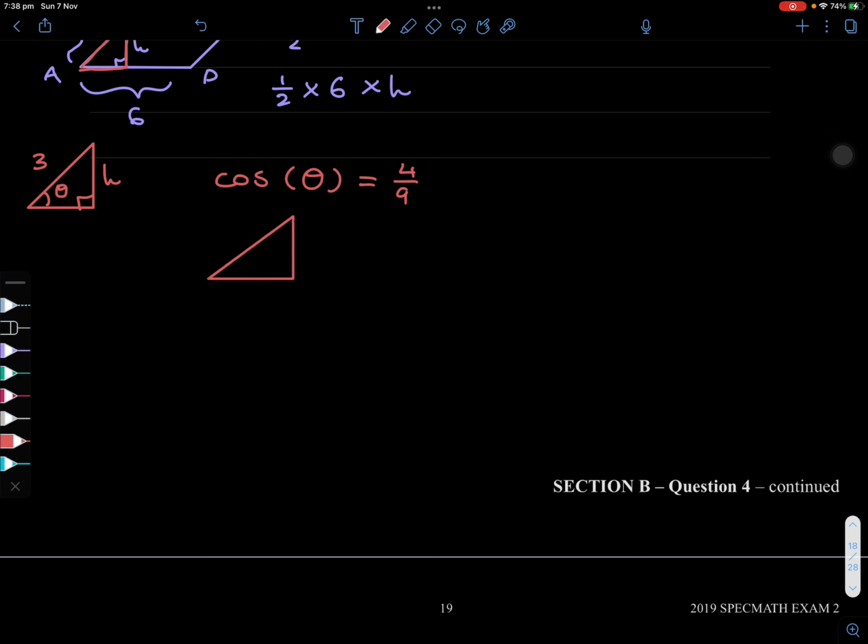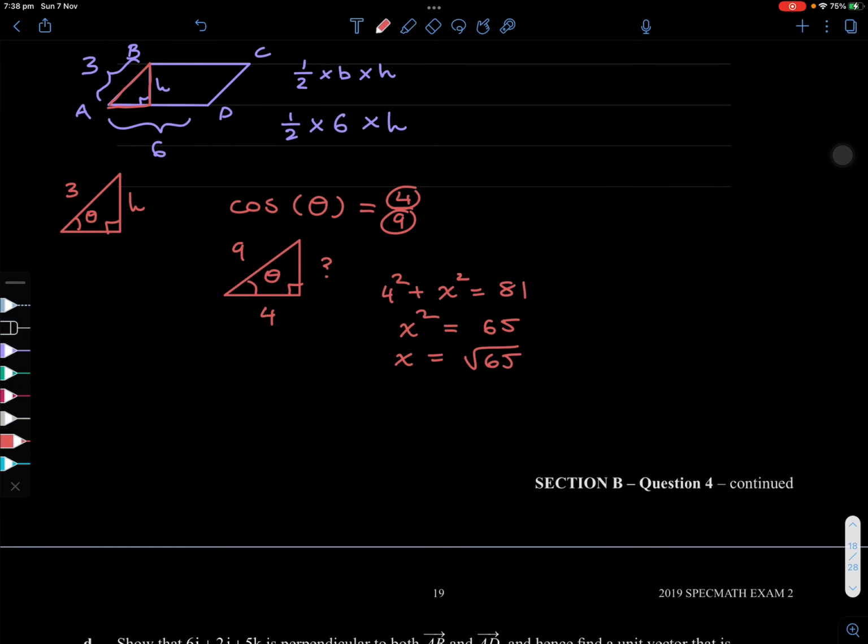So, we can draw a triangle again. Right? And we know the ratio of adjacent to hypotenuse. And that leaves us with one unknown, and that will let us work out sine. So, how do we figure out this unknown? It's 4 squared plus the unknown squared, I'll call it x, is equal to 9 squared, which is 81. 81 take 16 is 65. That gives us x is equal to root 65. The height of that is root 65.